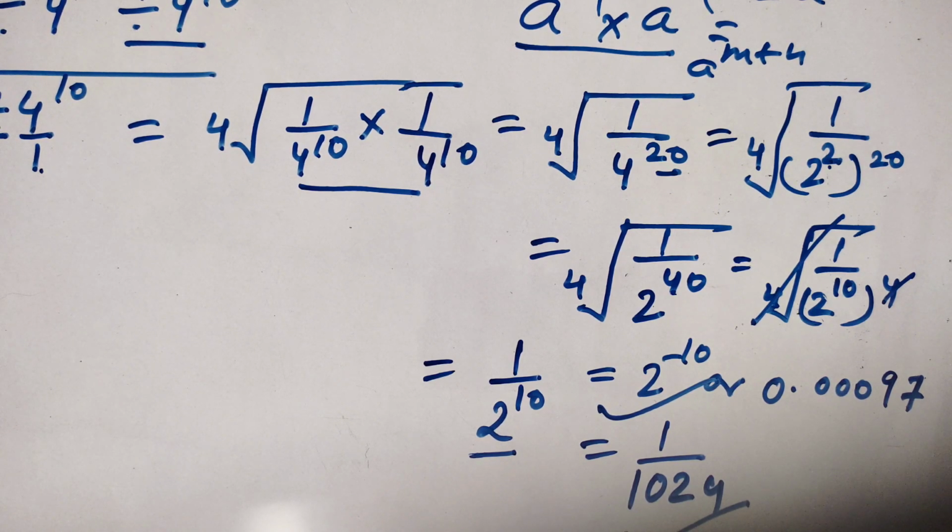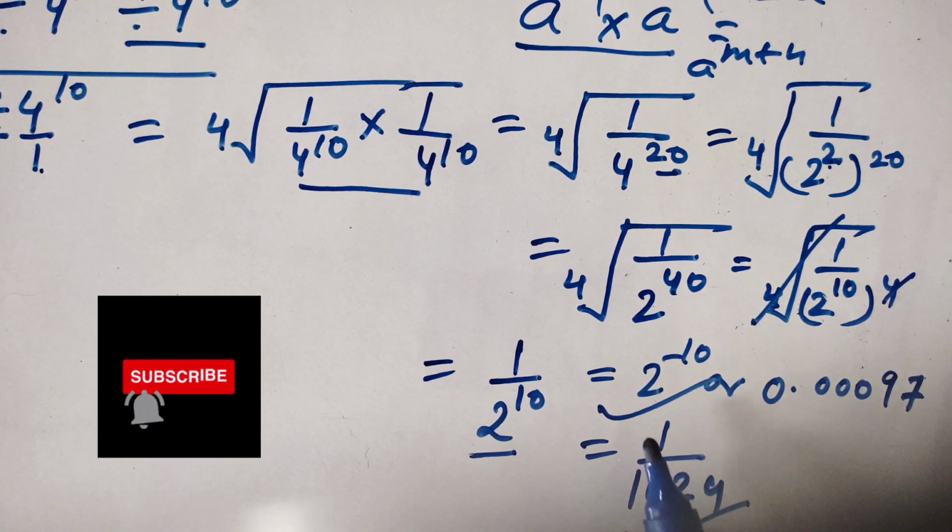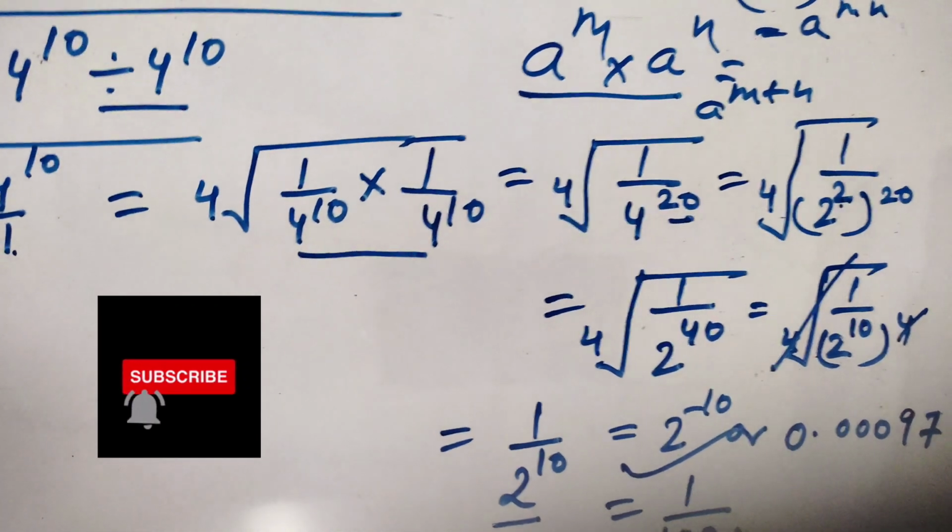If you want an easy answer, only write 2 raised to the power minus 10 or 1 upon 1024. So hope you have understood this problem sum.